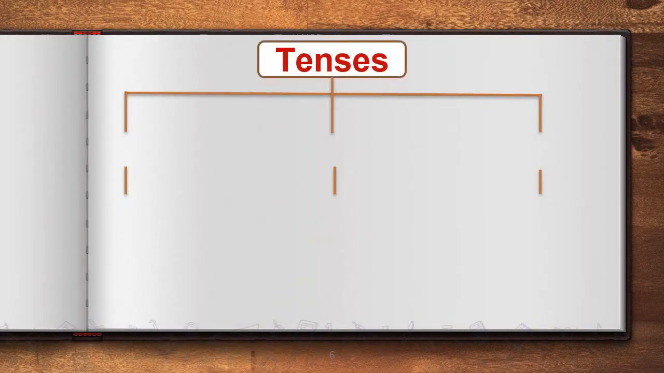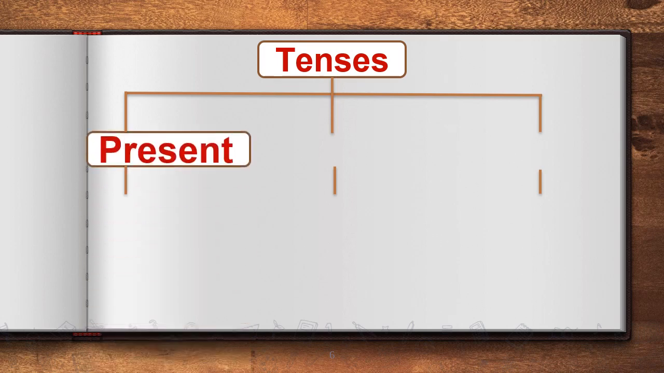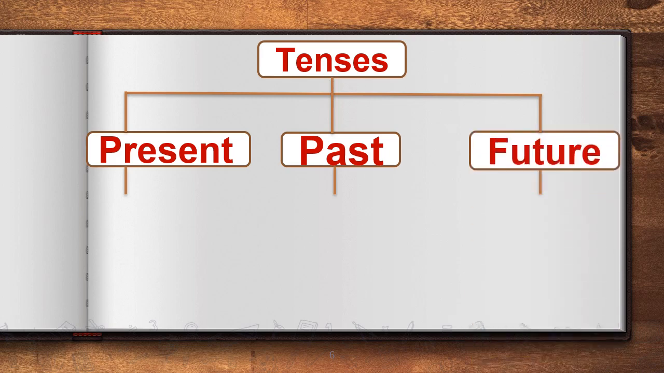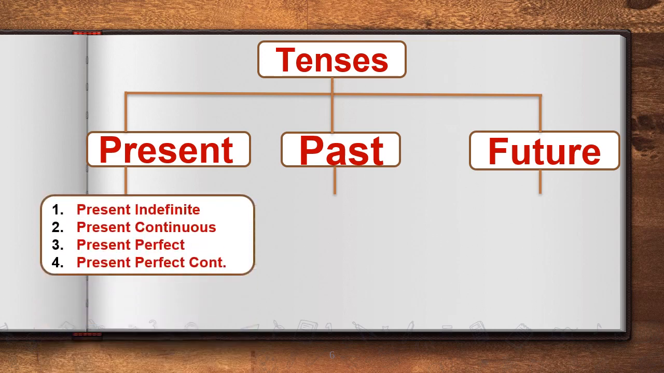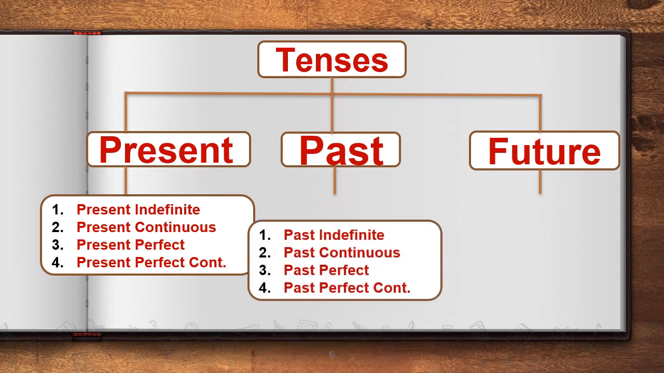So, as I told you, tenses can be divided in three parts: present, past and future. Now these three parts are also subdivided in four parts each. For example, present tense is divided in four parts, that are present indefinite tense, present continuous tense, present perfect tense and present perfect continuous tense.